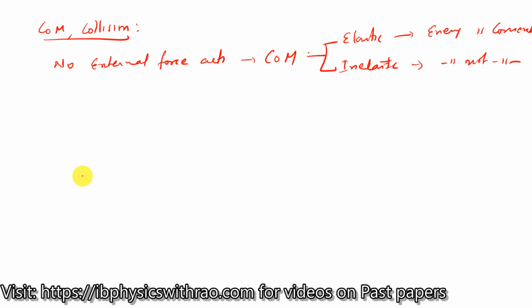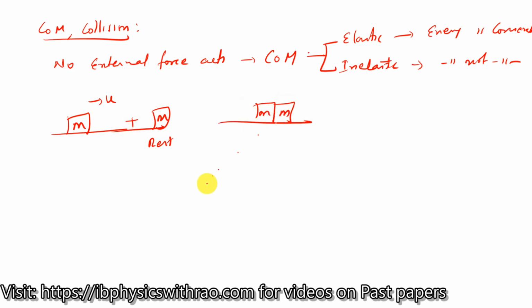Let us say, for example, I have an object of mass M, and another object of mass M. Let us say one is at rest, and the other is moving with a velocity u. After hitting, the two join together and start moving. What kind of collision is this? This is an inelastic collision. Let us understand how to write the COM for this.